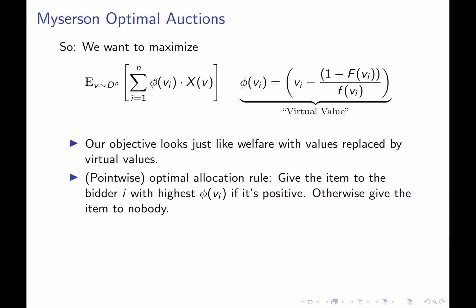But note that certainly if we can come up with an allocation rule that optimizes this pointwise, that maximizes this expression for every possible realization of the bids v, then of course we will have also optimized it in expectation. And remember that it's easy to maximize welfare pointwise. It's easy to give the item to the person who wants it the most. And so there's a very simple allocation rule that will maximize this virtual welfare. It's going to be exactly to give it to the person who has the largest virtual value.